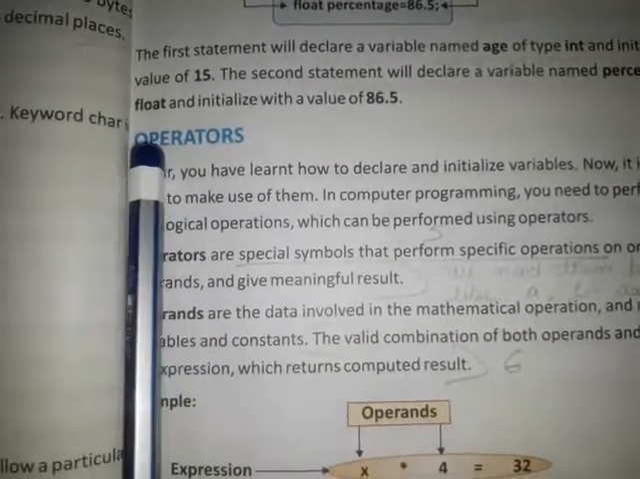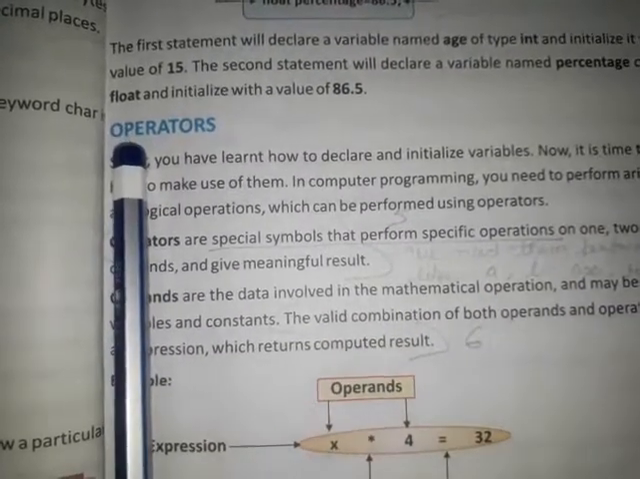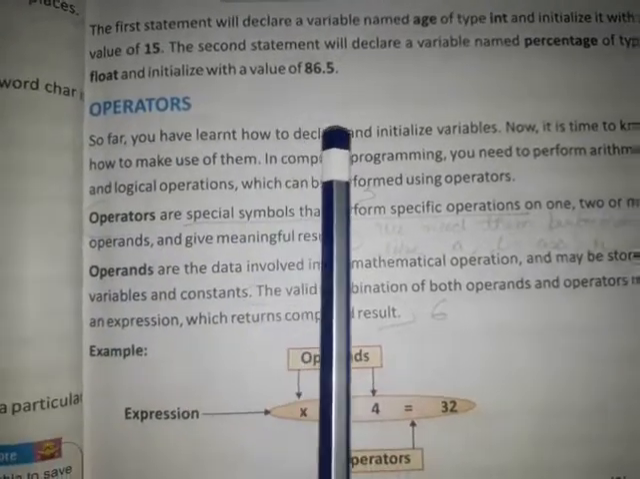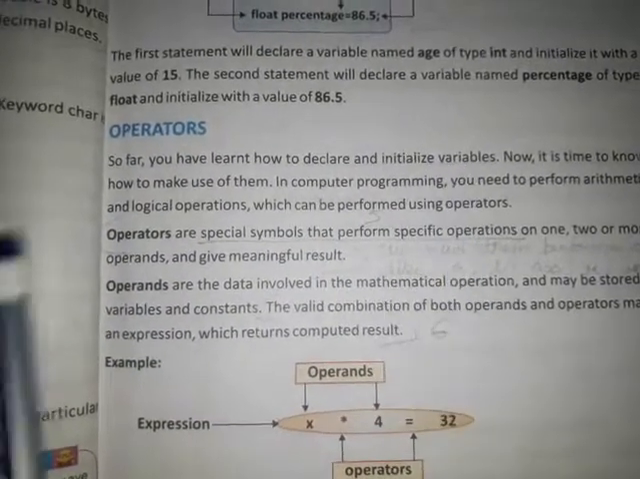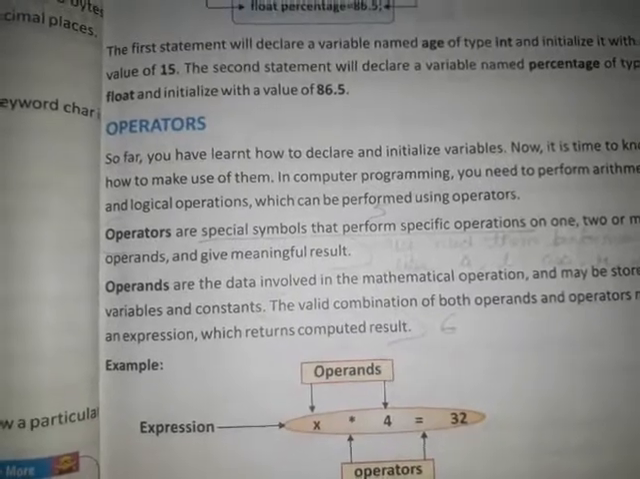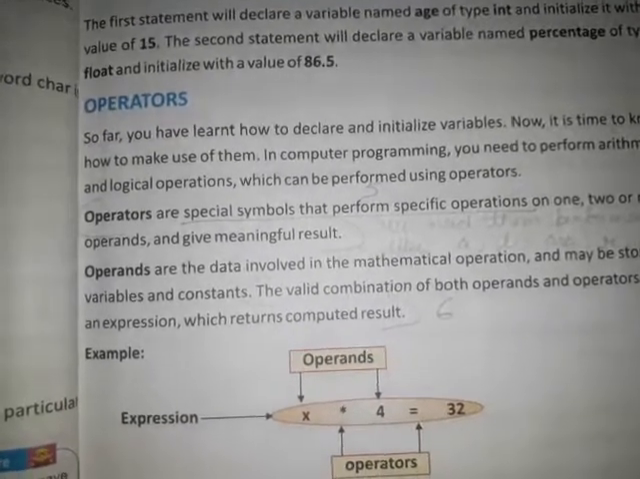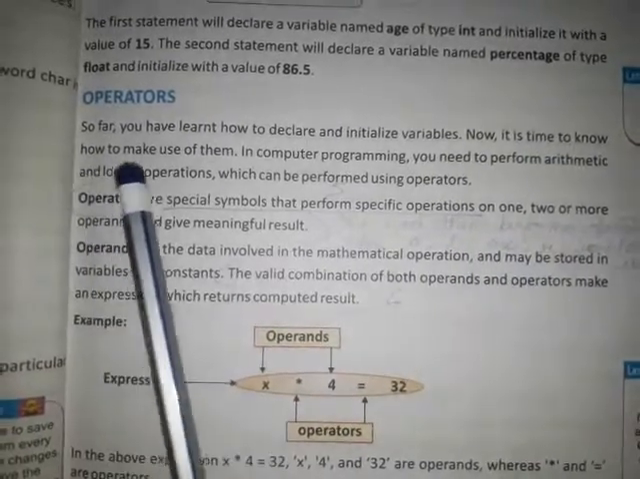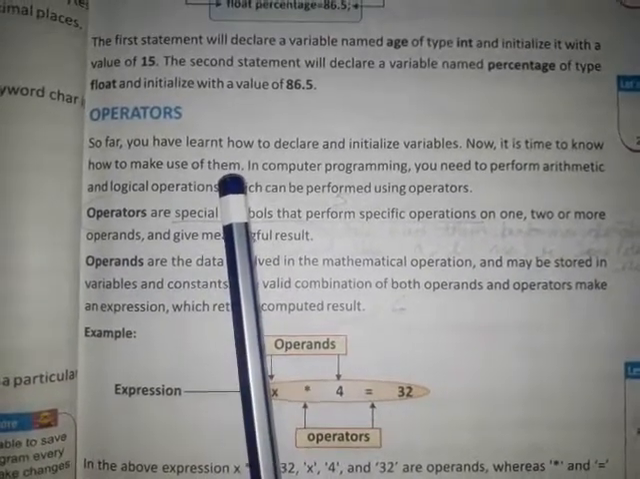Now our next topic is operator. So far you have learned how to declare and initialize a variable. Now we know how to declare a variable and how to initialize a variable. Now it is time to know how to make use of them. Now we have to use them.